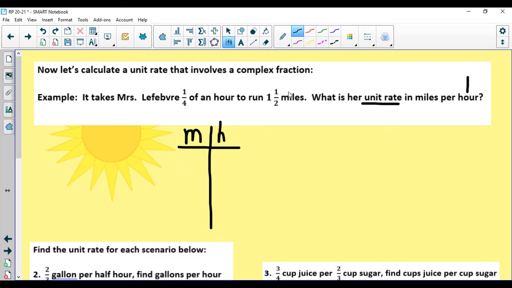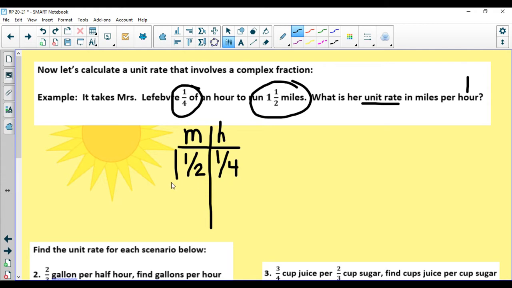I'm going to put in what I know from the problem. It's 1.5 miles. Really important to read carefully so you don't put things in the wrong place. And 1/4 of an hour. Now I need to figure out if I'm scaling up or scaling down. I just know that I'm trying to get to 1 hour. I'm going to show you a couple ways to look at this.